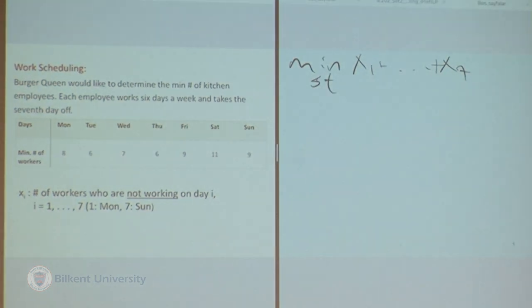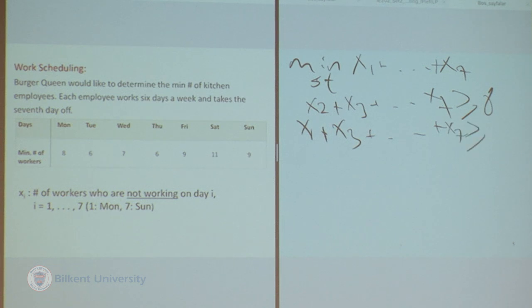Subject to. Now, Monday. The workers working on Monday are everybody but x1. Because x1 represents the workers for which Monday is the day off, right? So x2 to x7 should be at least 8. This is my Monday constraint. Tuesday, x1 plus, I'm not having x2 because Tuesday is off, x3 to x7 is at least 6.